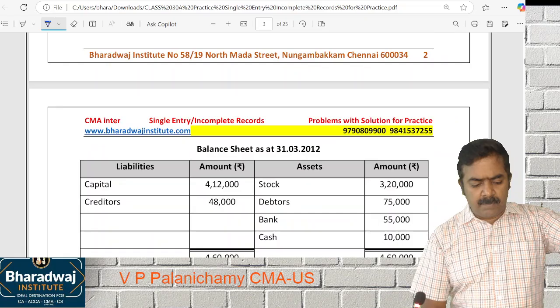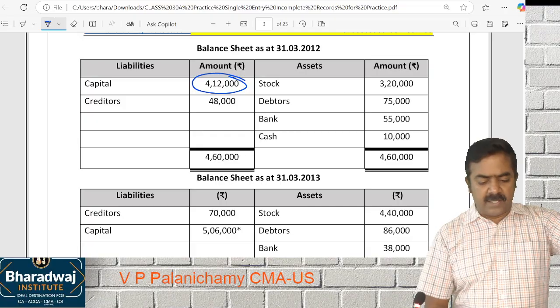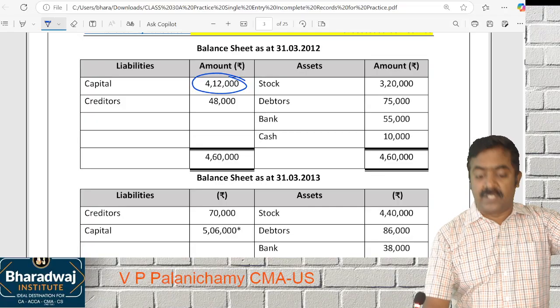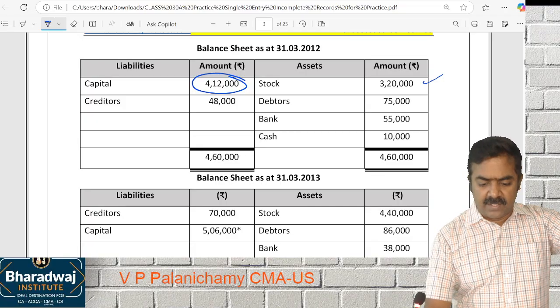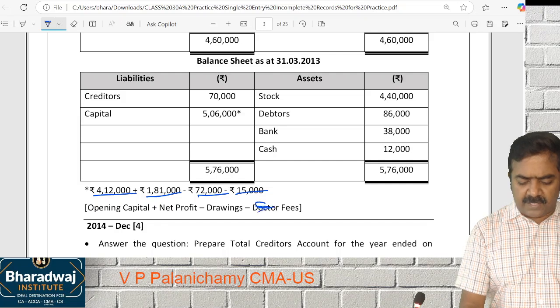Then we prepare balance sheet at the beginning of the year to find out capital balance. How to prepare balance sheet? All the information is available to us in the question itself. Stock, debtors, bank, cash given in the question. Credit given in the question. As a balancing figure, we will get which one? Opening capital. How will you work out closing capital? Opening capital, add net profit, minus drawings, and minus the tuition fees paid. 5,06,000 will come. Closing capital will be 5,06,000. Then everything else is given in the question.